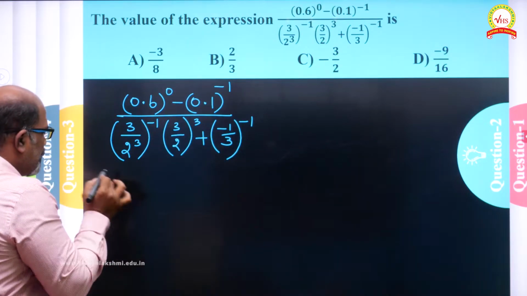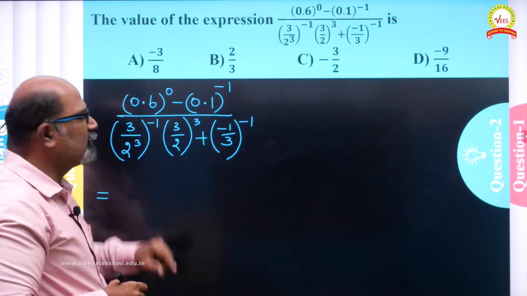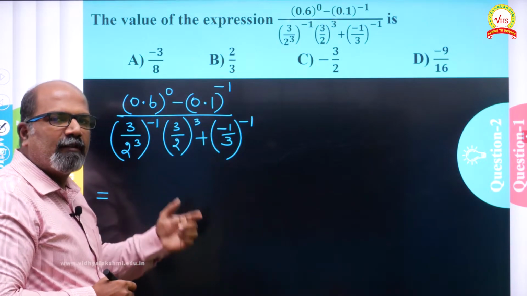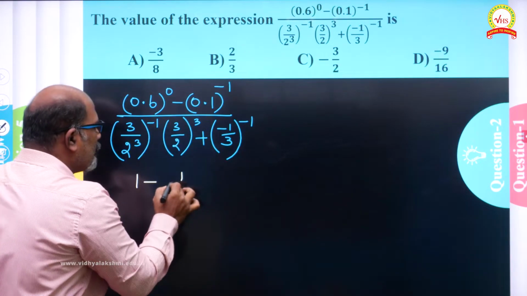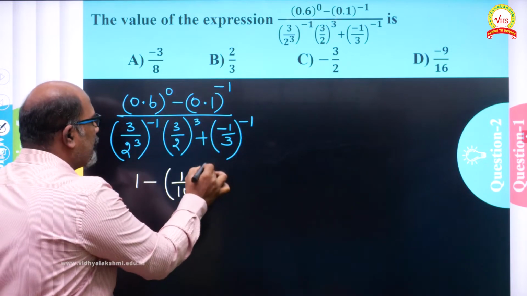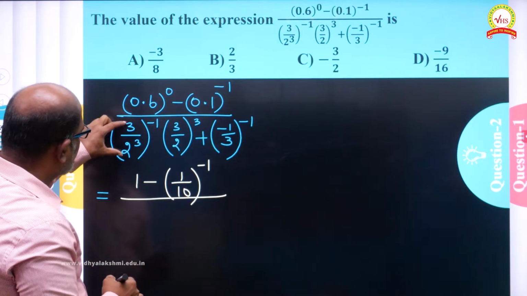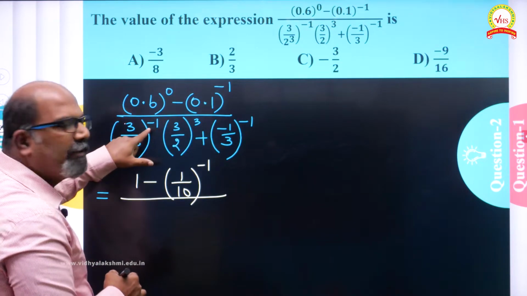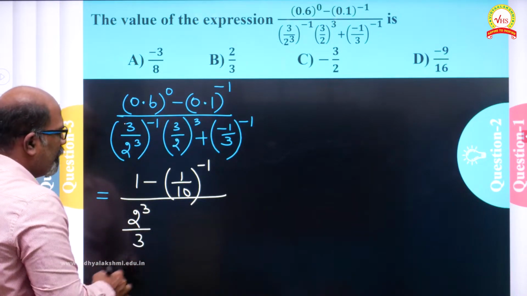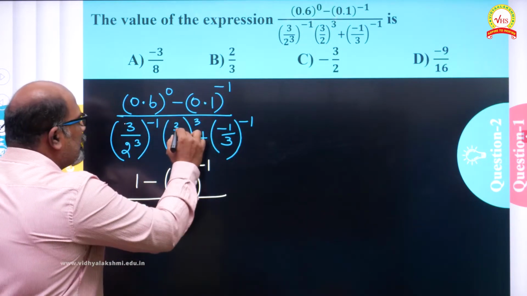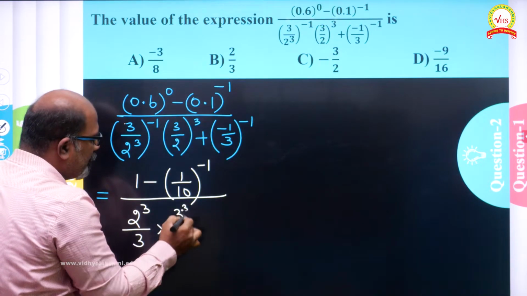Okay. In this question, when I look at 0.6 power 0, what do I get? It is equal to 1 because of the zero exponent rule. So 1 minus the 0.1, which in the form of a fraction we can write as 1 by 10, so (1/10) to the power minus 1. The whole divided by (3/2) cube, which has a negative exponent. Because of this negative exponent we have to take the reciprocal, so you will have 2 cube by 3 multiplied by (3/2) cube, which we can write as 3 cube by 2 cube.